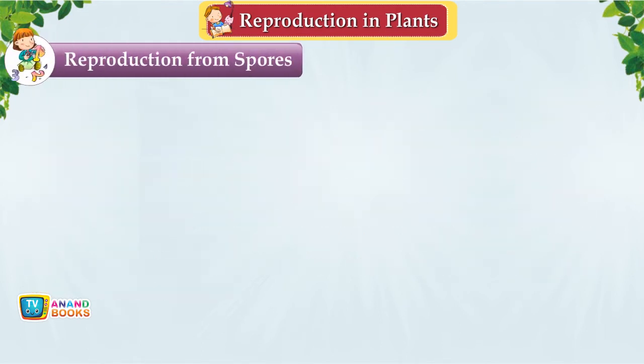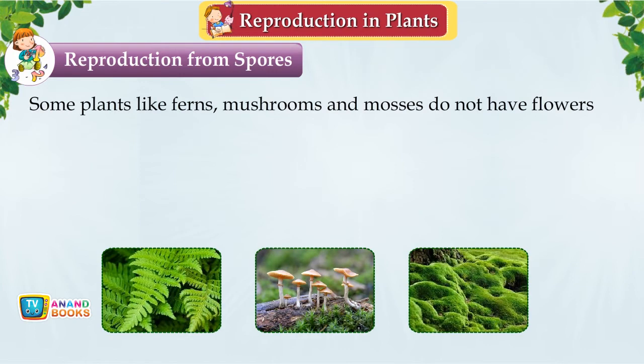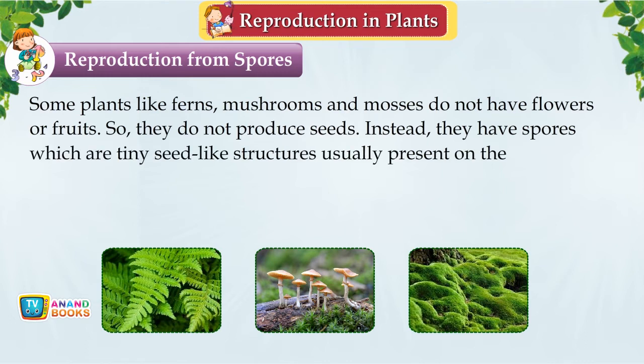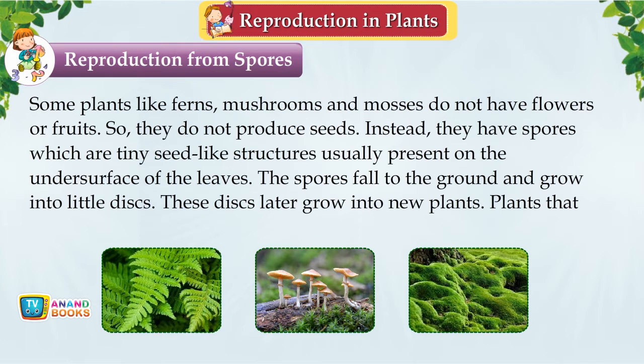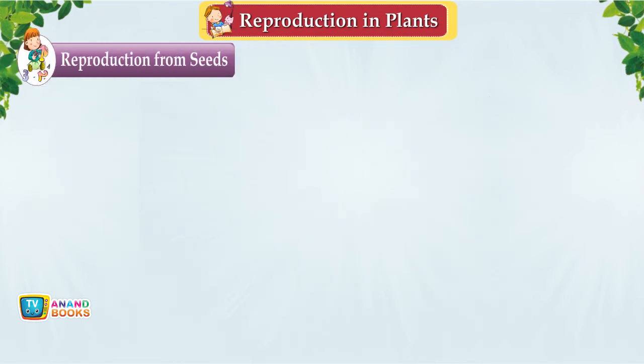Reproduction from spores. Some plants like ferns, mushrooms, and mosses do not have flowers or fruits. So, they do not produce seeds. Instead, they have spores, which are tiny seed-like structures usually present on the undersurface of the leaves. The spores fall to the ground and grow into little discs. These discs later grow into new plants. Plants that do not produce flowers are called non-flowering plants.